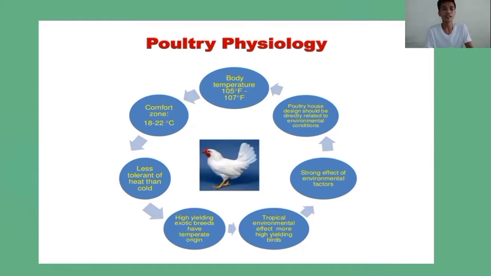Tropical environmental effect: more high-yielding birds are more susceptible and sensitive when it comes to climate. Slight changes in climate, like the increase or decrease in the temperature, may have a big effect on the health of chickens. Strong effect of environmental factors, and poultry house design should be directly related to environmental conditions.